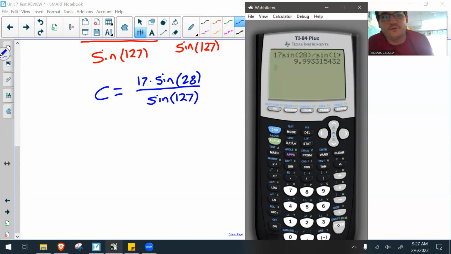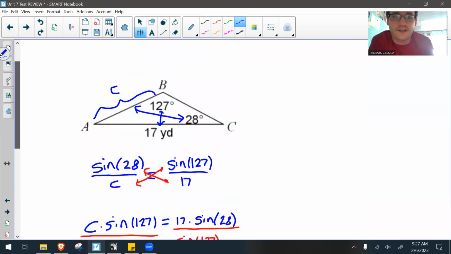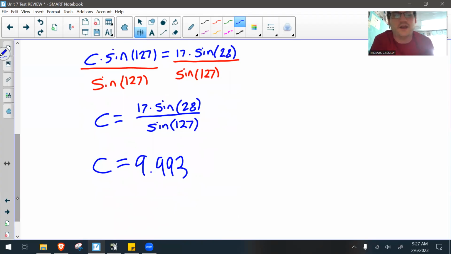So we said, in the beginning of this chapter, we were going to round side lengths to the nearest thousandth. Okay, so this is going to be 9.993. All right, so there is our side length. All right, so it's really close to 10, but it's not 10. All right, do not call that side length of 10. Let's call it 9.993.